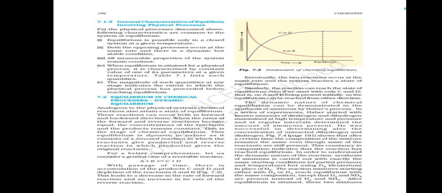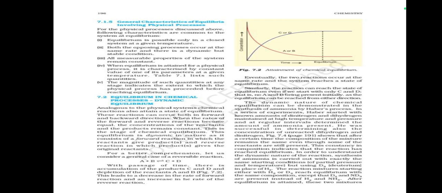General characteristics of equilibrium involving physical processes. For the physical processes discussed above, the following characteristics are common to the system at equilibrium. Equilibrium is possible only in a closed system at a given temperature. Both the opposing processes occur at the same rate, and there is a dynamic but stable condition. All measurable properties of the system remain constant.